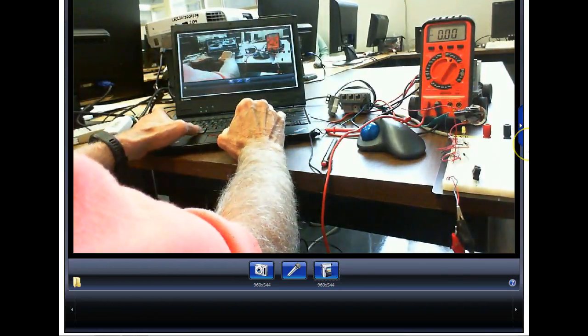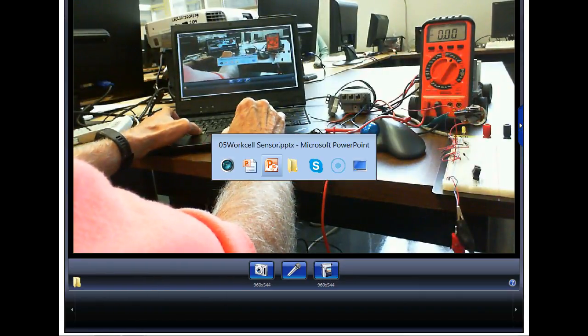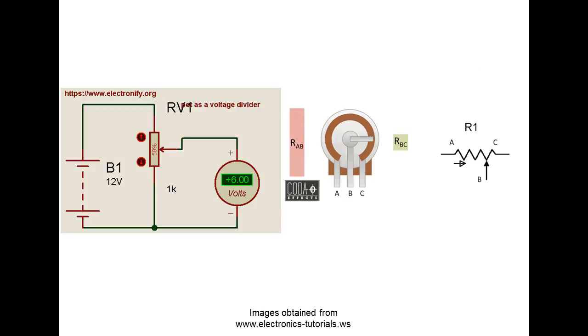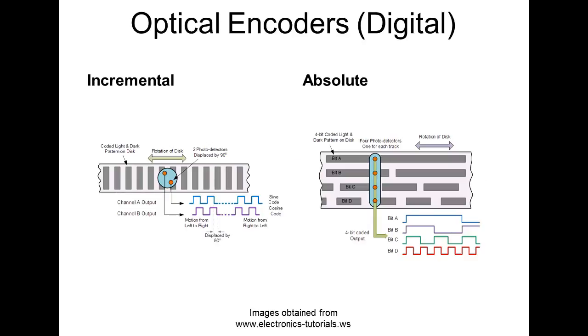Robots don't use these. What robots use is something else. This is a pot, just showing you the same thing I showed you up here. We put the pot across a voltage source, and then we move that knob, which we call the wiper, by the way. As we move the wiper across the resistor, we get a different voltage that's proportional to the position of the wiper.